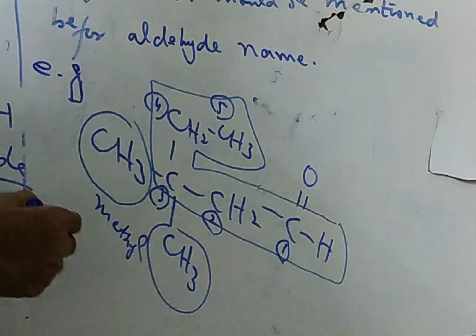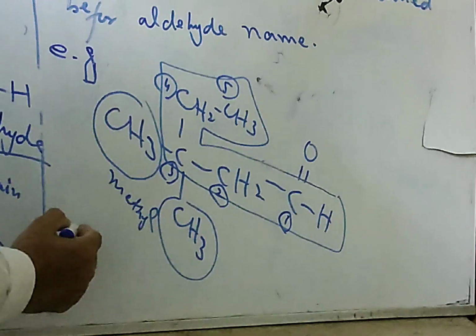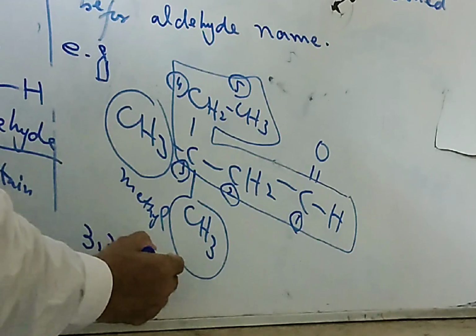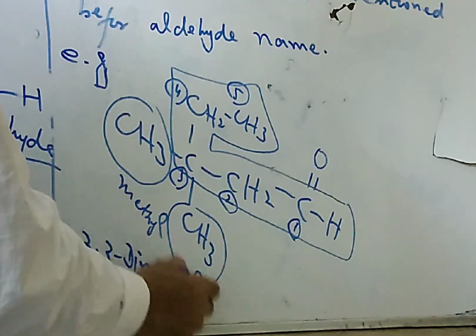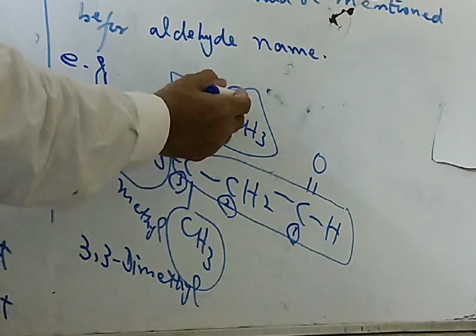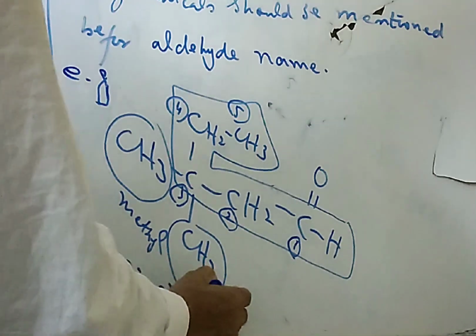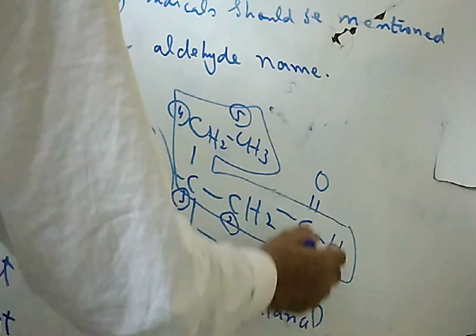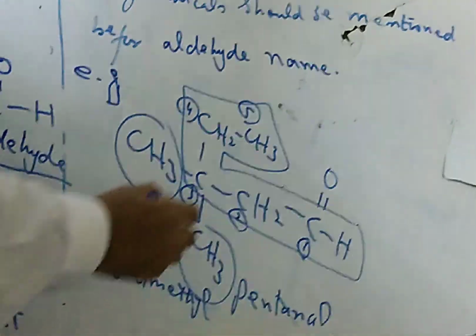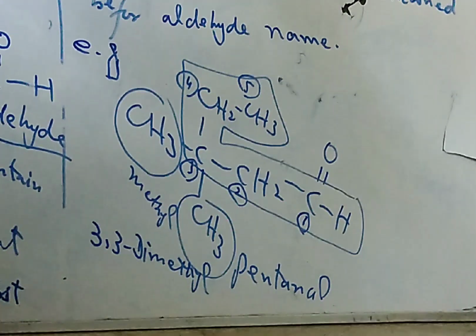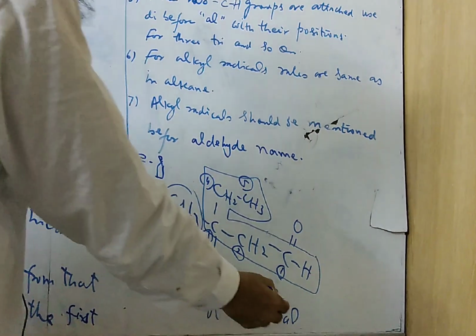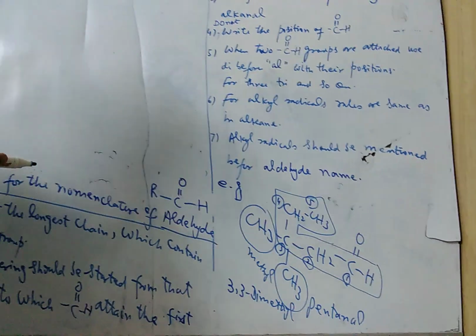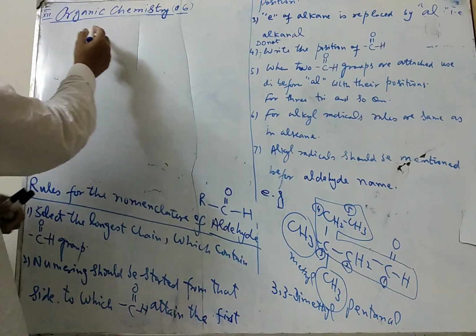The name of this compound is 3,3-dimethyl, and 5 is pentane. So pentanal, because this is the aldehyde group. Pentane, E is replaced by Al. So this is pentanal: 3,3-dimethyl pentanal. Another example.